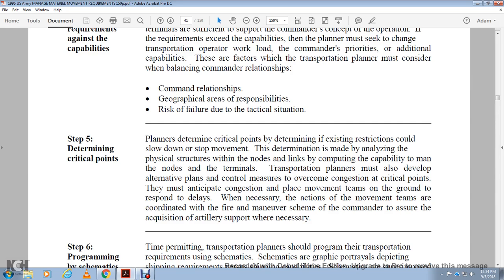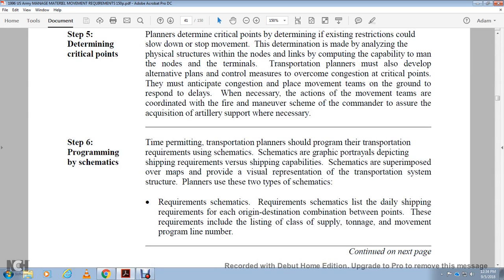Critical points must anticipate congestion, plan for the movement, and have teams on the ground to respond to delay when necessary. The actions of the movement teams coordinate with the commander's fire and maneuver scheme to ensure the acquisition of artillery support when necessary.